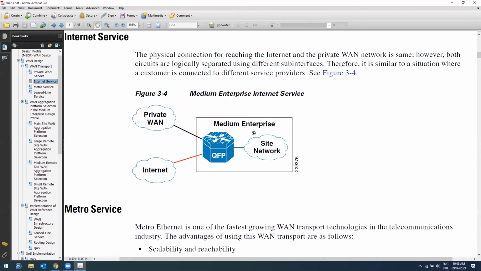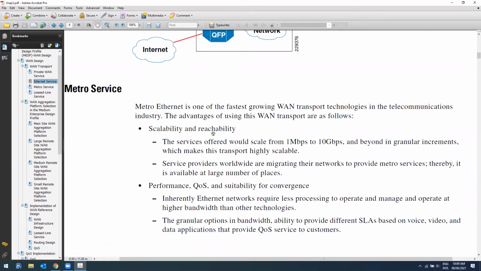So internet service, okay, the physical connection of reaching the internet and the private WAN network is the same. However, both circuits are logically separated using different sub-interfaces. Okay, therefore, it is similar to a situation where a customer is connected to different service providers, right? So you have your private WAN, your internet, both come here, and then you have your site network. Then going to Metro service.